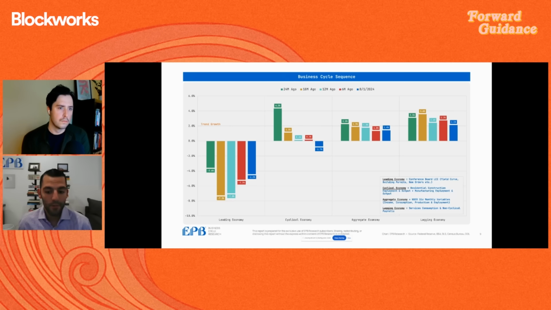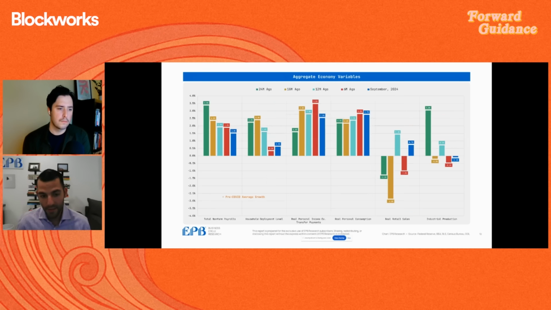As you can see in that bottom right-hand chart, for the aggregate economy, I'm measuring the 6 NBER variables that they use to define the business cycle. Those 6 variables are listed in this chart as non-farm payrolls, household employment, personal income, personal consumption, real retail sales, and industrial production. And we can see that non-farm payrolls is growing at about 1.5%.